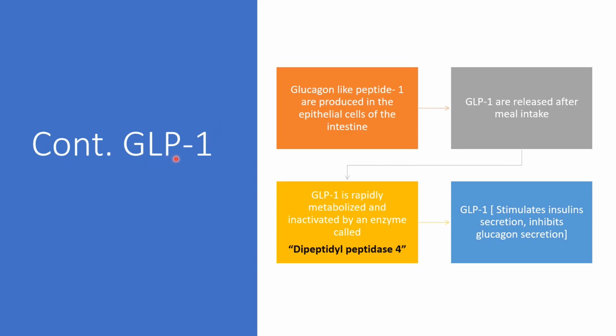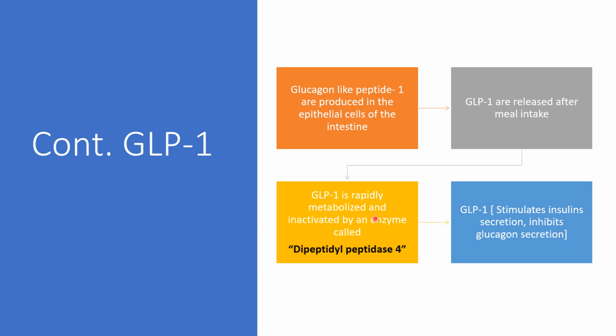Still on glucagon-like peptide 1, they are produced in the epithelial cells of the intestine. They are released after meal intake, but they are rapidly metabolized and inactivated by an enzyme called dipeptidyl peptidase 4. You could see that I burden this. Do you know why? We will come across a group of medications that is named this. They are going to inhibit these very enzymes. It means when they inhibit these very enzymes, the rate of metabolism of glucagon-like peptide 1 will drop. So we have more of glucagon-like peptide 1 in the circulation.